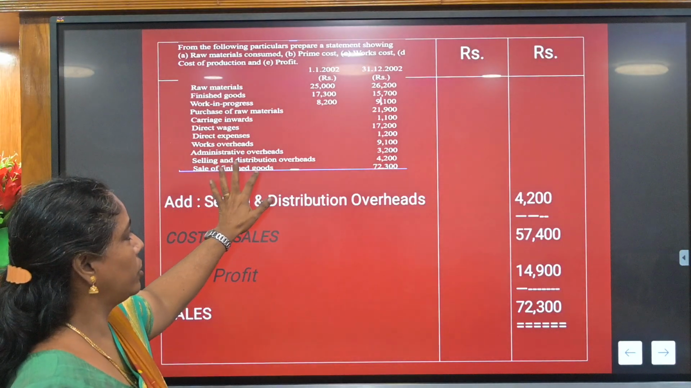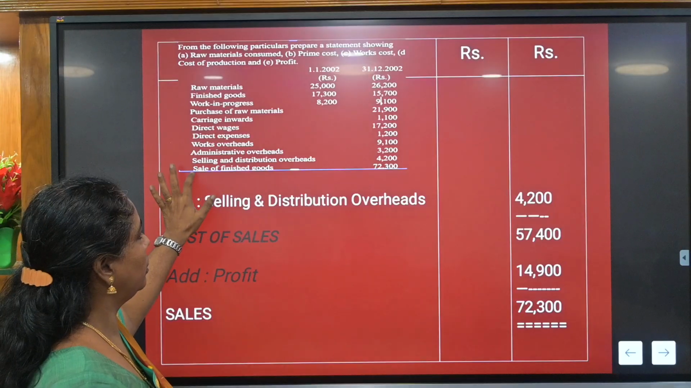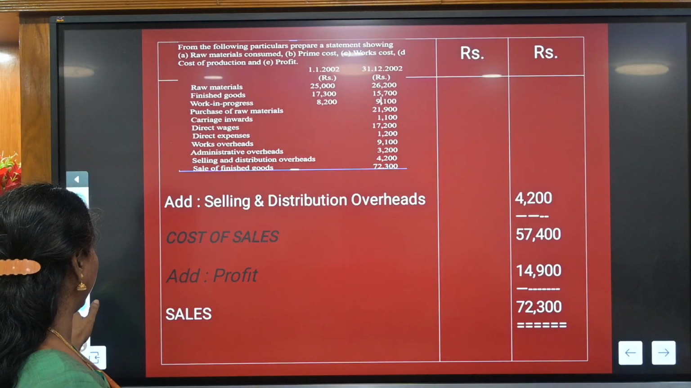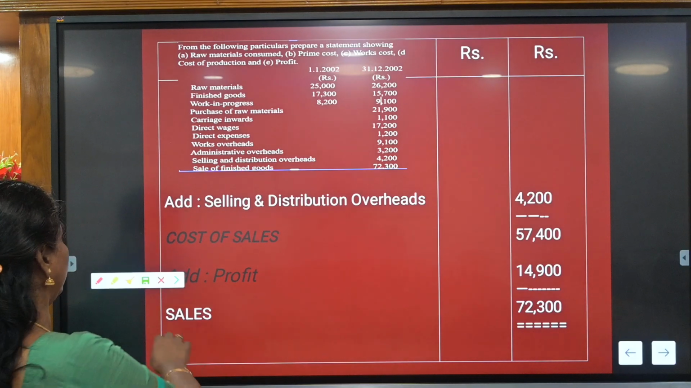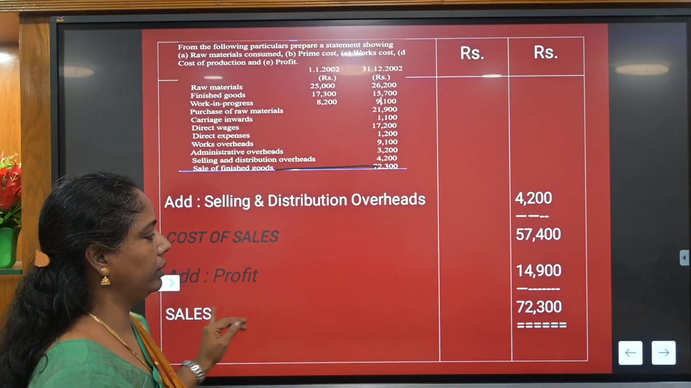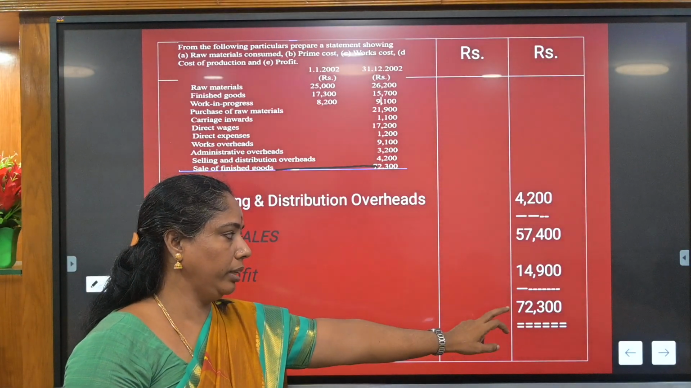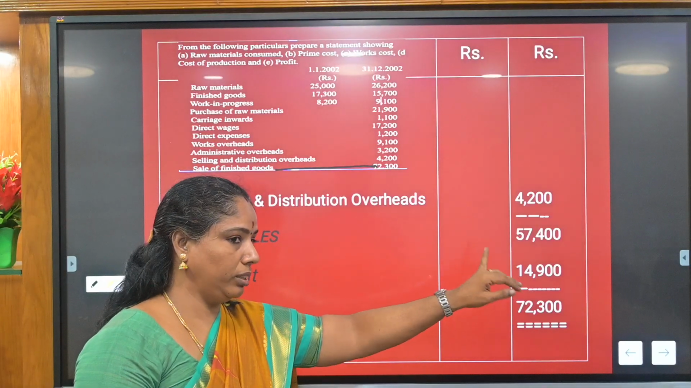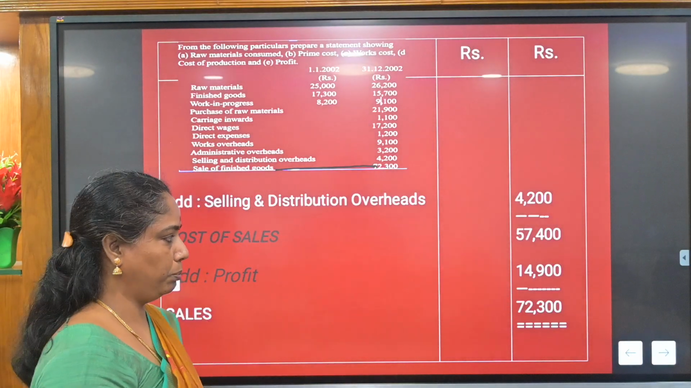Here the sale of finished goods is given, so we take it as sales. Otherwise we have to find out the answer. So sales is 72,300. From this we have to deduct the cost of sales, so we get 14,900, which is called profit.